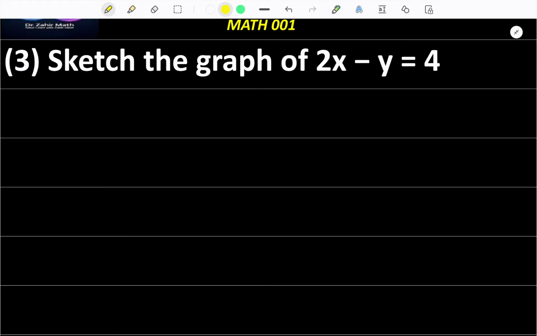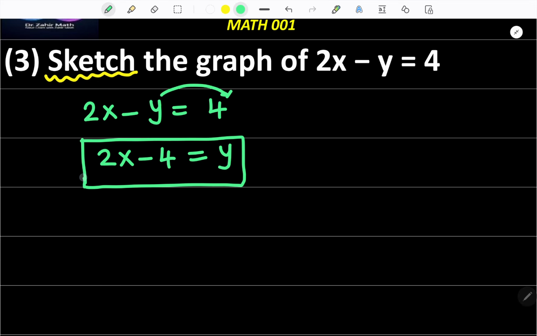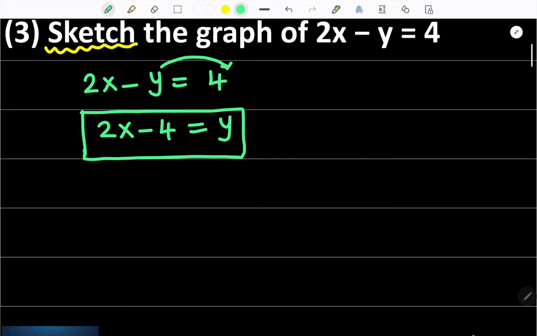Sketch the graph of 2x - y = 4. Right. So we are going to sketch. Now we write the equation as y equals, taking y to this side. So 2x - 4 is equal to y. This is the equation of y. Now we take x and y points. Take x from -2, -1, 0, 1, 2.